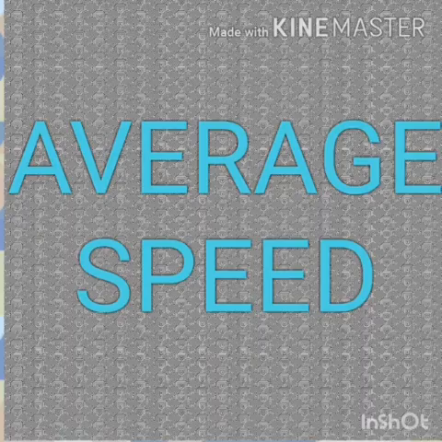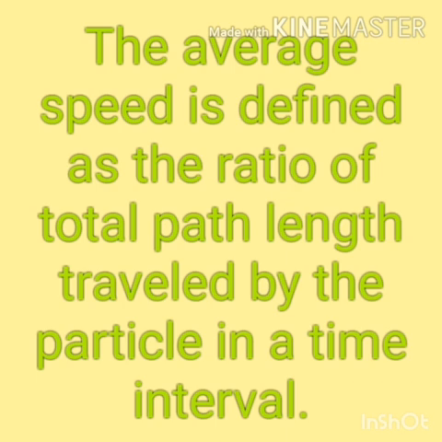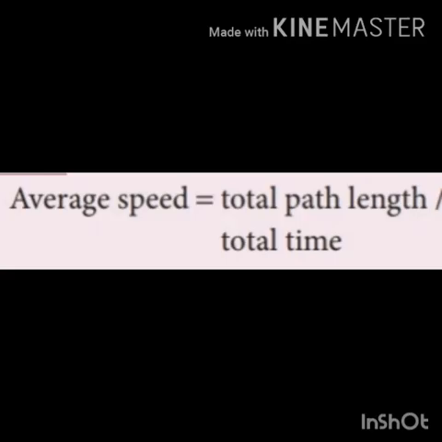Another topic, average speed. The average speed is defined as the ratio of total path length travelled by the particle in a time interval. Therefore, average speed is equal to total path length by total time.